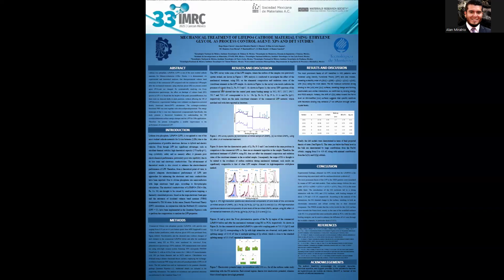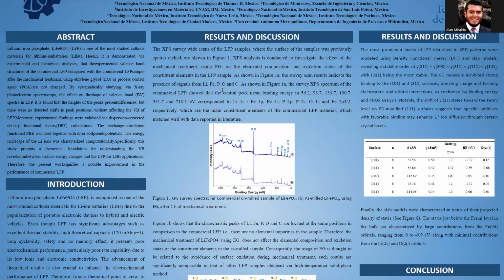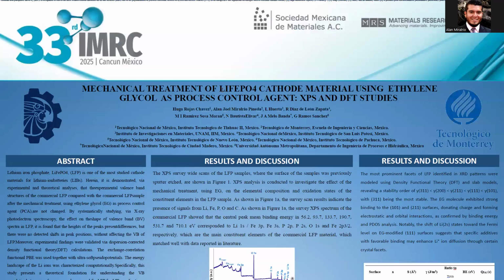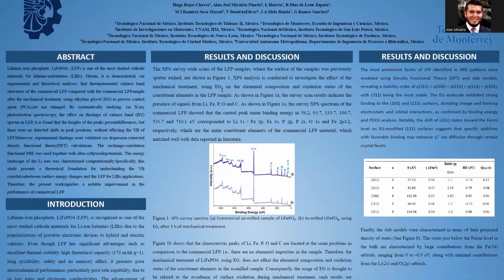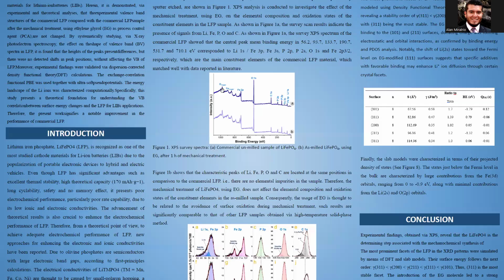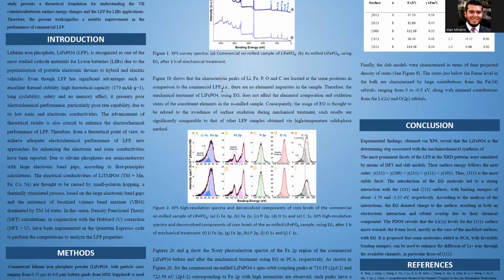Hello everyone. In this work, my colleagues and I discussed the mechanical treatment of lithium iron phosphate (LFP) as cathode material using ethylene glycol as process control agent by means of XPS and density functional studies. First of all, we studied this material using samples obtained from Sigma Aldrich, but also reactants such as ethylene glycol as the process agent modifier.